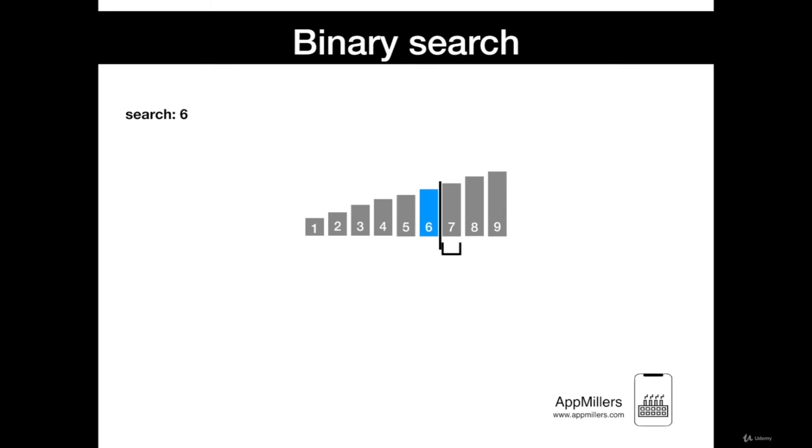In the remaining numbers, we look for the center, and this time we see that we have only one number left, which is 6. We compare it with 6, and we see that it's equal to 6, which means that the searching is finished.